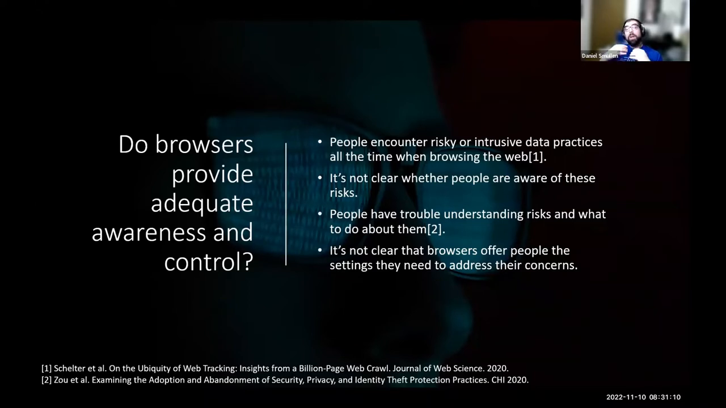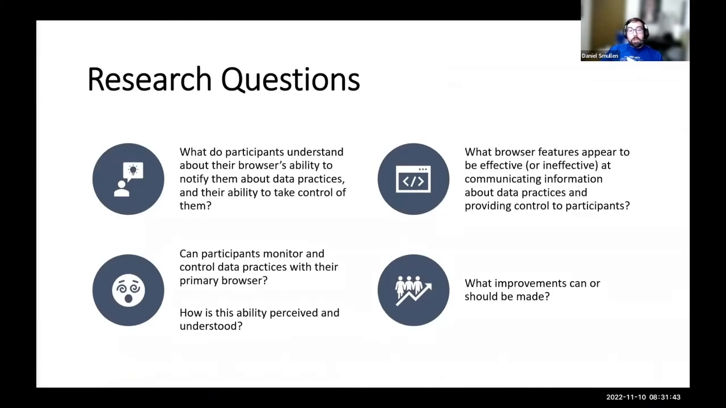Because here's the thing, right? When you're browsing, you're encountering risky or even intrusive data practices all the time. That's just a fact. And it's not clear whether everyone's aware of these risks. Some people are totally blind to them. And a lot of people have trouble understanding what the risks are because sometimes they're very technically involved. And a lot of people don't know what to do about them because they just can't figure out what settings or browser or whatever they need to fix the problem. And it's not clear that the browsers themselves are actually offering people the settings that they need to address their concerns about this. So, here are the actual formal research questions. I'm not going to go into them in too much detail because I think I kind of captured them at the 10,000 foot level.